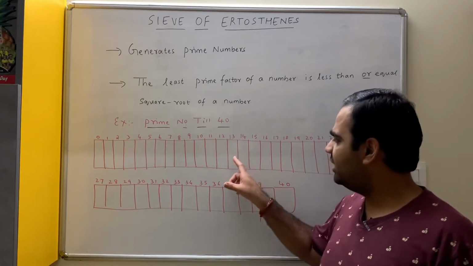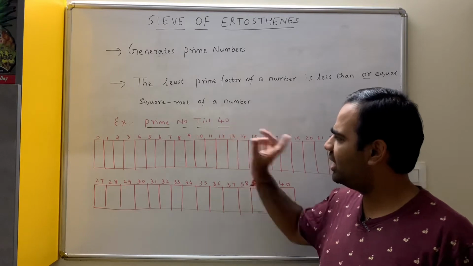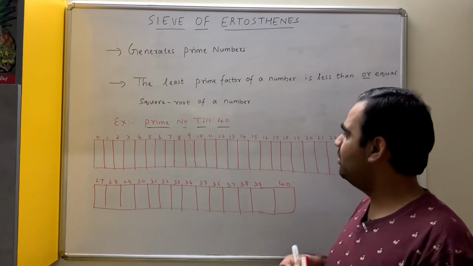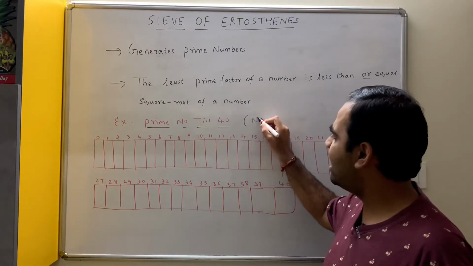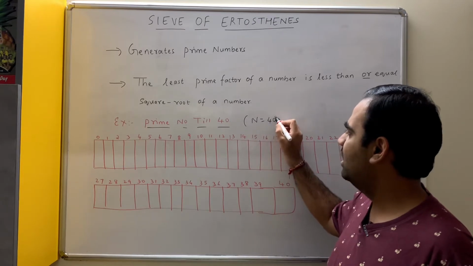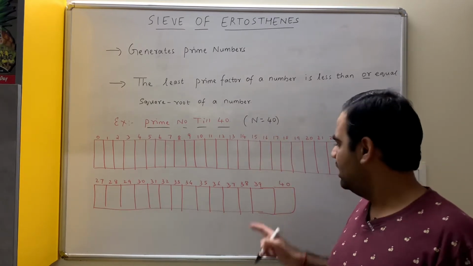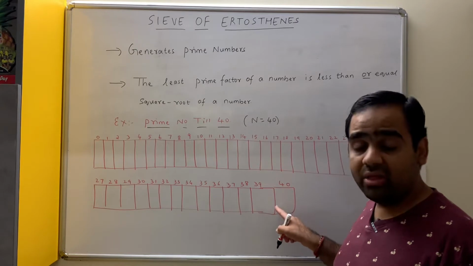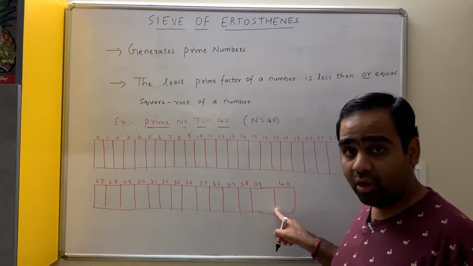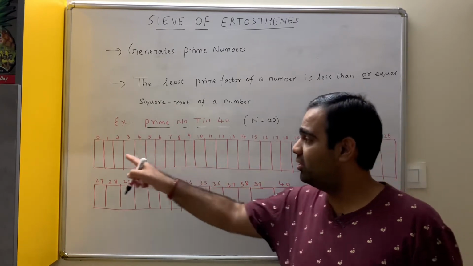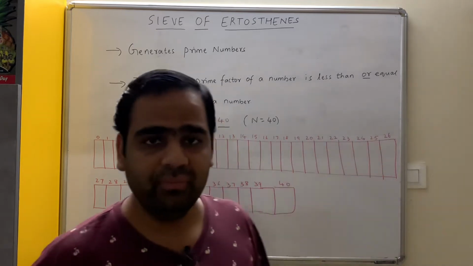Now we take an array of size, say, 40. Why 40? Because I have set the value of n to be 40. We take the array of size n plus 1, till 40. Now why is it n plus 1? Because the array index starts from index 0.